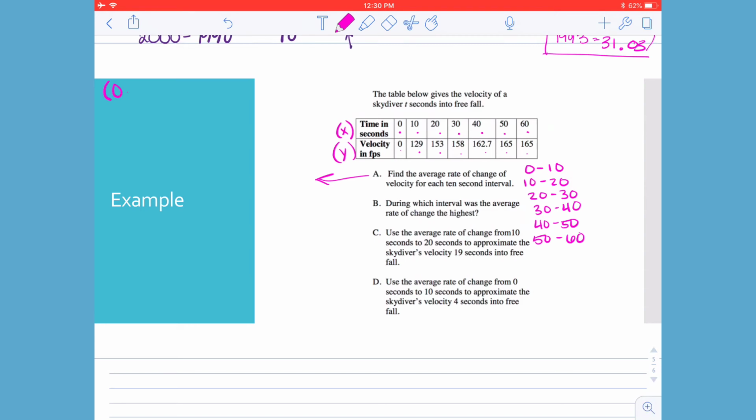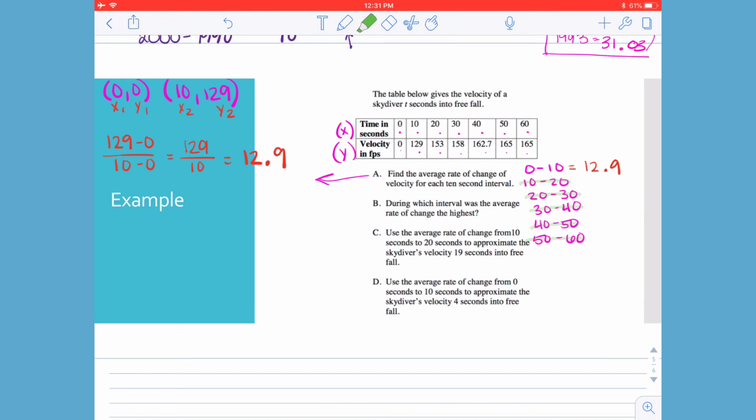I have 2 coordinate points, (0, 0) and (10, 129). I'm going to label my respective points x1, y1, x2, y2. I have 129 minus 0 all over 10 minus 0, which reduces down to 129 divided by 10. If I use my calculator and do 129 divided by 10, I move my decimal place 1 over, and I get 12.9. So I know that the average rate of change in this interval was 12.9. Again, you would need to continue this process to find all of your other interval average rates of change.